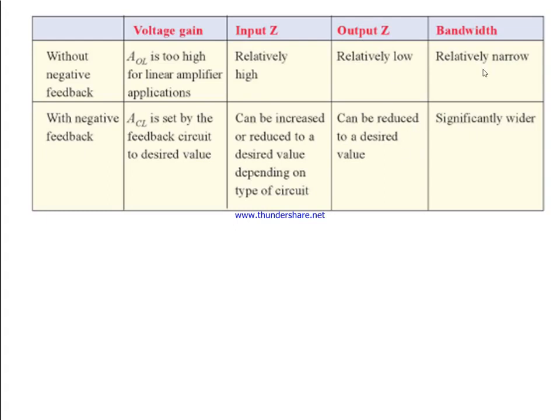And about bandwidth, you know that if we give a negative feedback, normally the voltage gain of an op-amp decreases. But at the same time, the bandwidth of the op-amp will increase with negative feedback, but without negative feedback, the bandwidth will be low. So this is the advantage of negative feedback. We can decrease the gain and increase the bandwidth of an op-amp circuit.